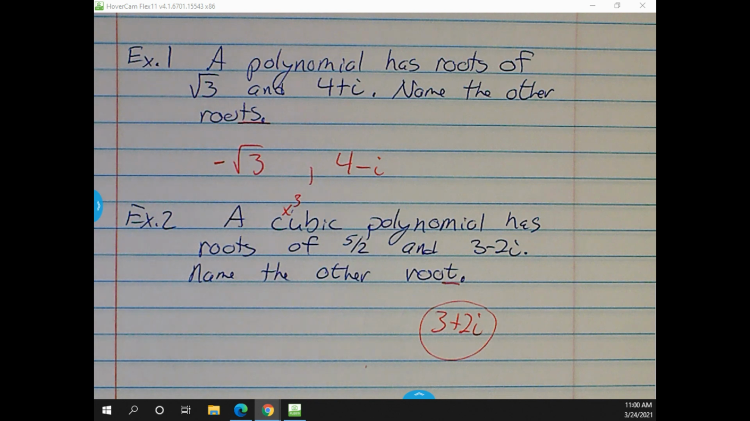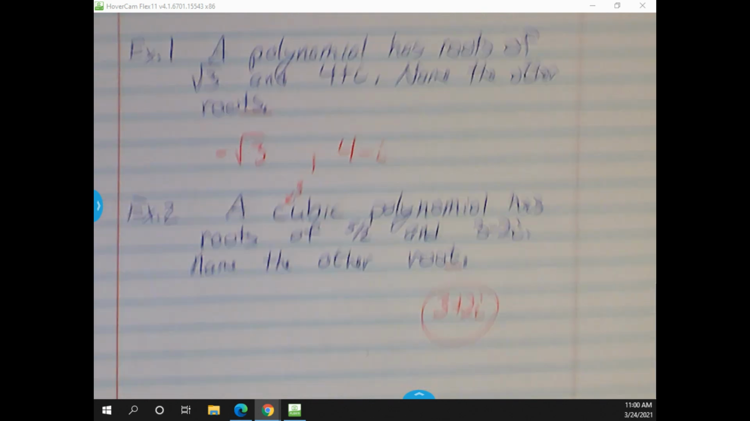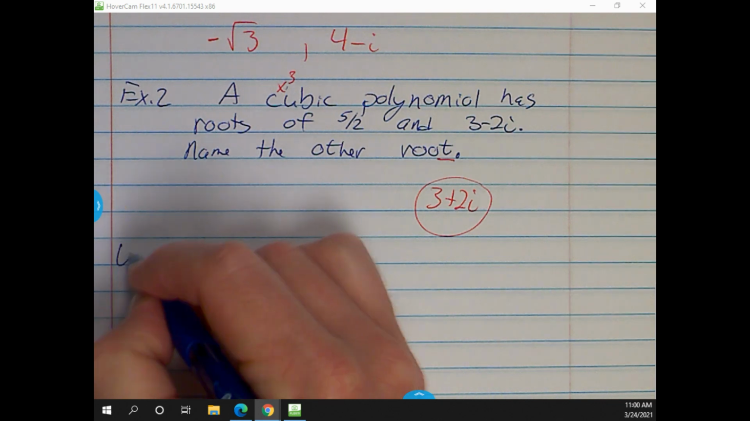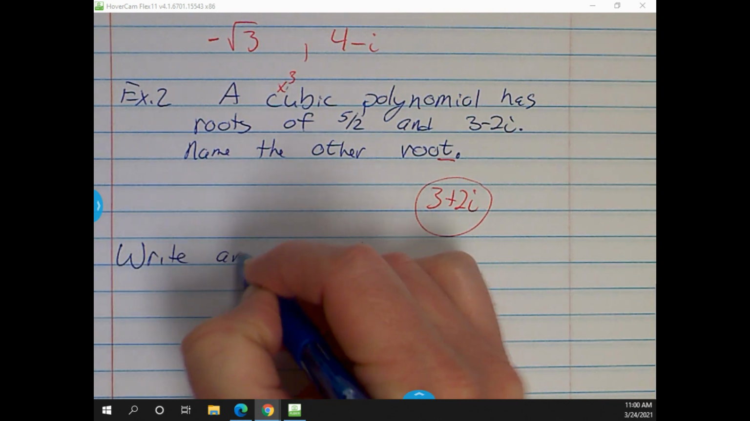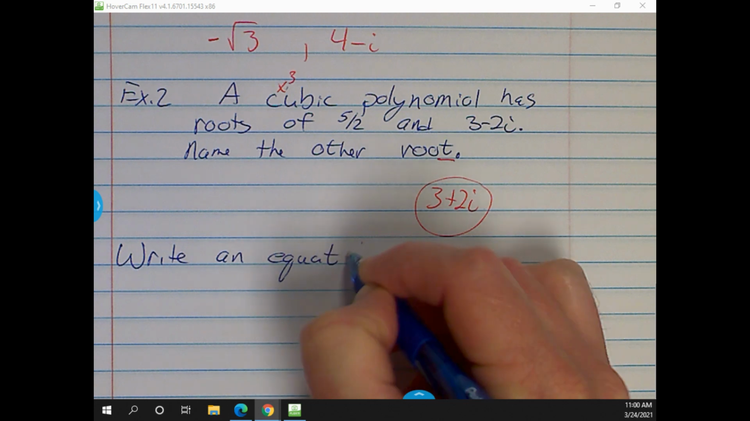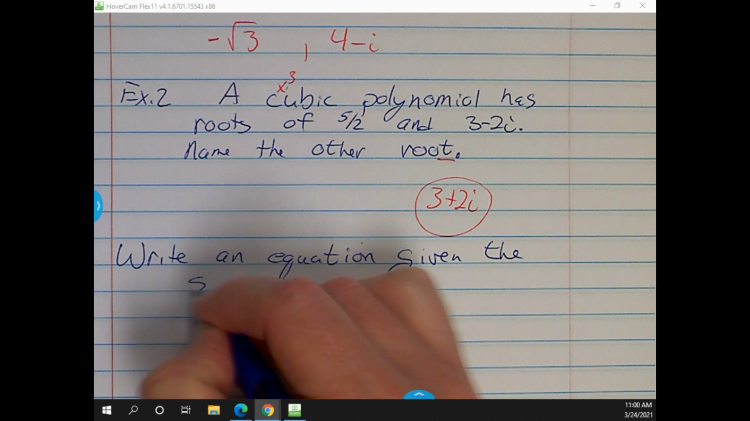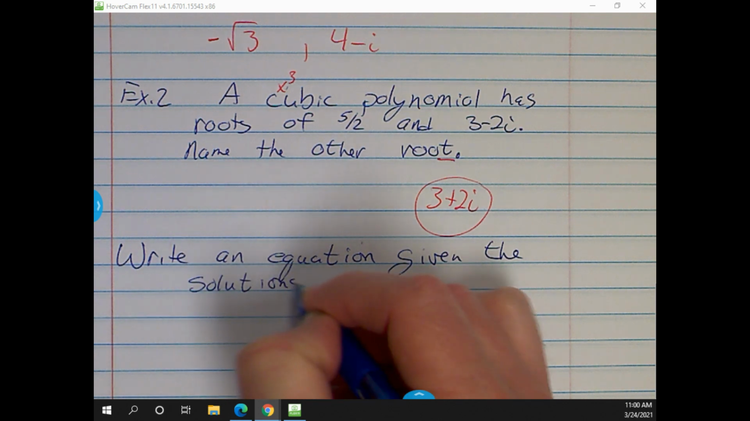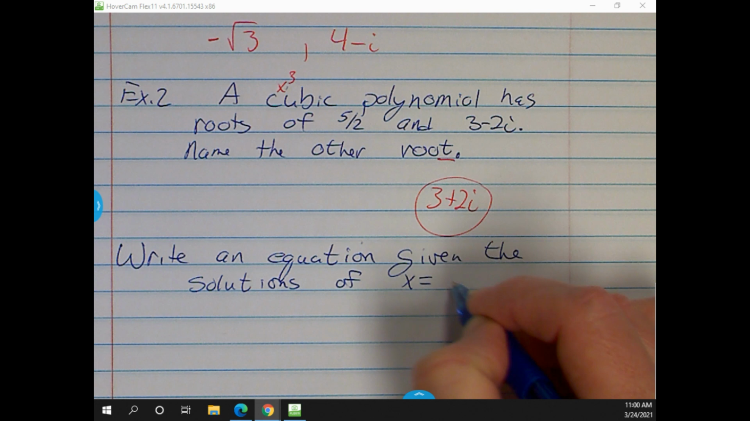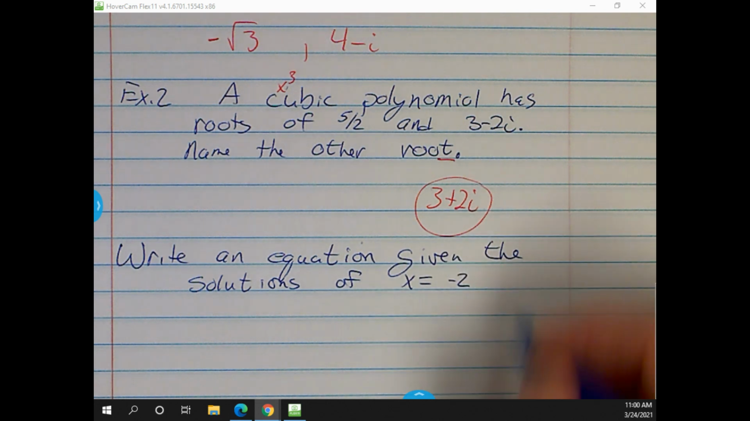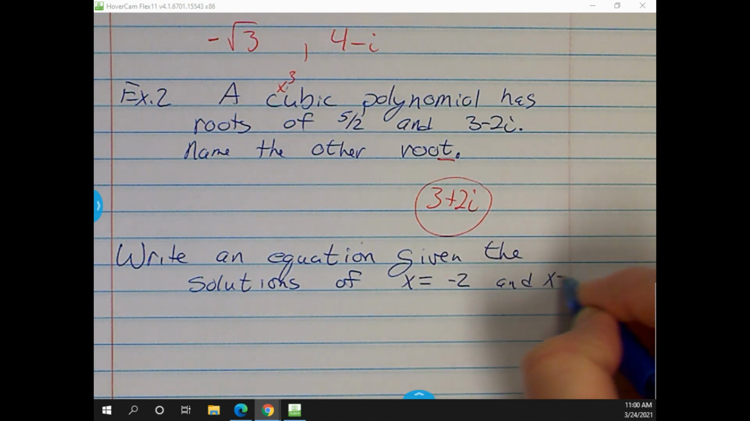All right, and then the last thing we're going to do. And again, we did this one. Again, I think this was Friday. We did this last week. We're going to write an equation given the solutions of x equals -2 and x equals 3/5.